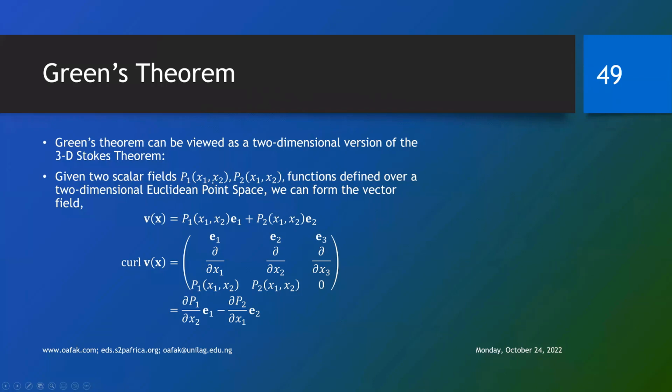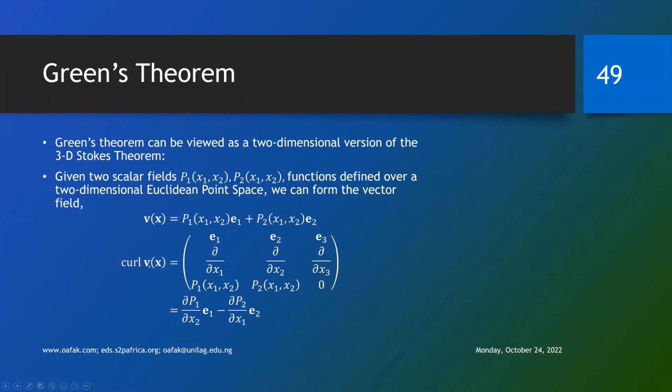So P1 is P1 of x1, x2, P2 is P2 of x1, x2. These functions are defined over a 2-dimensional Euclidean point space. We can form the vector field P1 e1 + P2 e2. So this is now a vector field. We started with scalar fields, and we turned the scalar fields into a vector field.